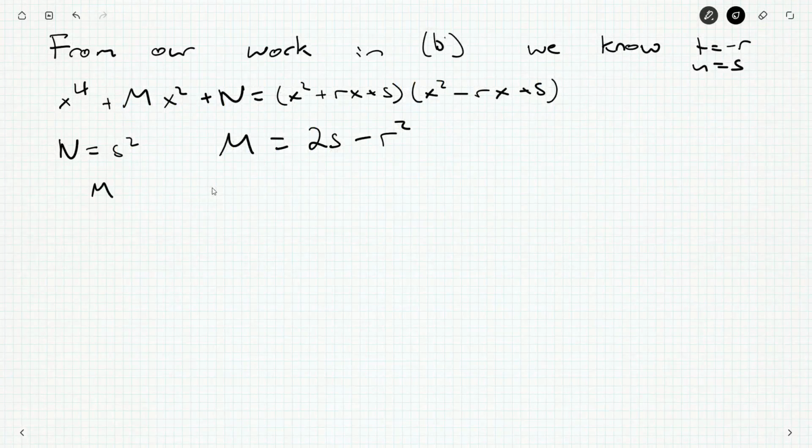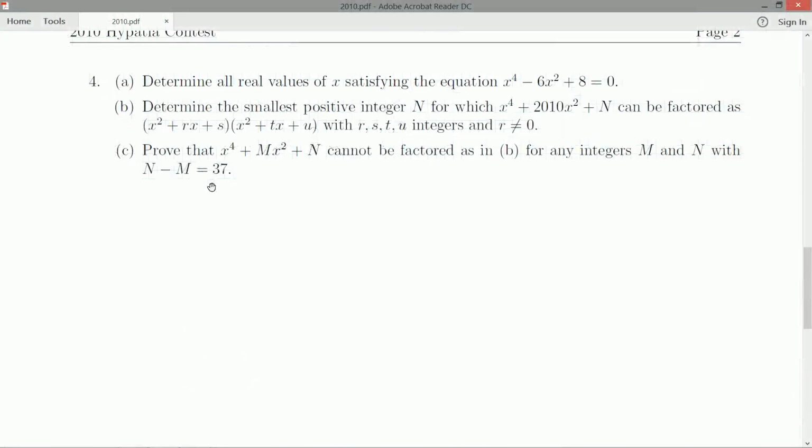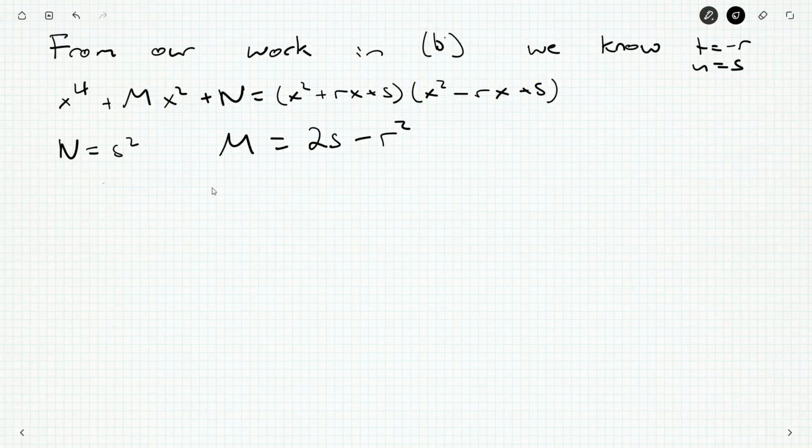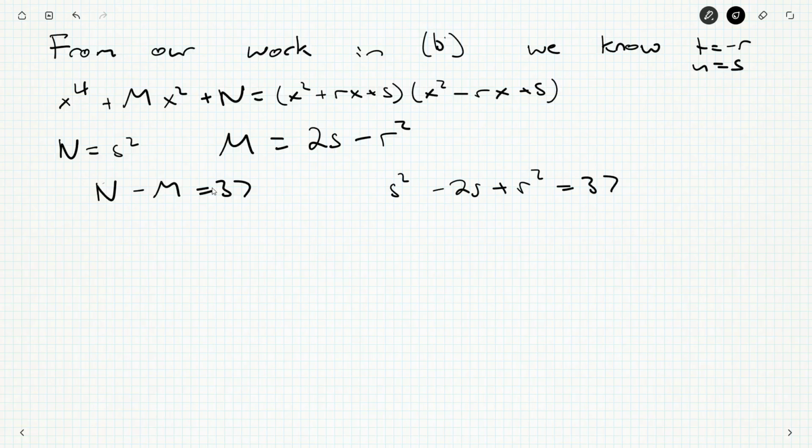Okay, so m minus n is 37. No, it's n minus m. It's the wrong way around. So n minus m is equal to 37. That makes sense, because what did we see? m was 2010, and n was a huge number. So plugging in our expressions, we get s squared minus 2s plus r squared is equal to 37. If we had an r here, we'd have an s plus s minus r squared, but we don't quite have that.